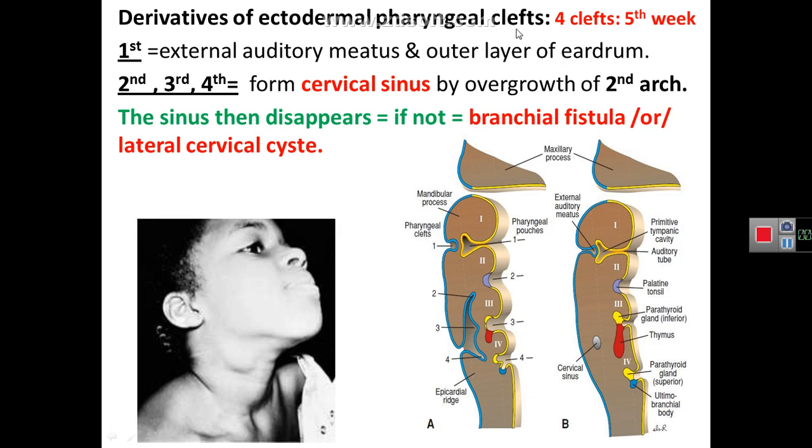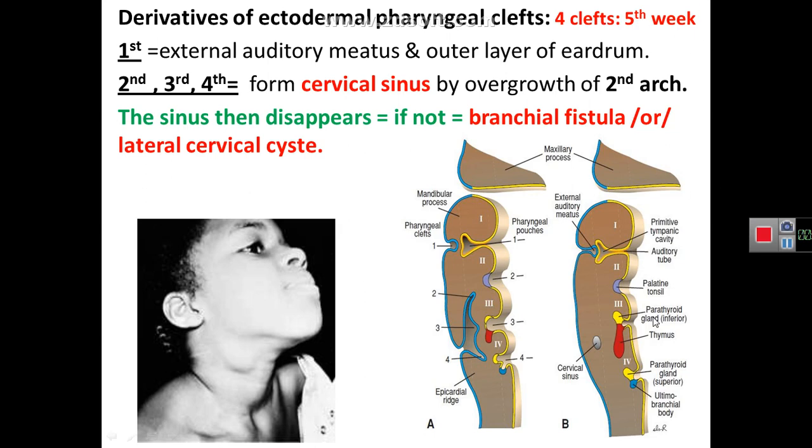Finally, we have to talk about the pharyngeal clefts, and we say that the mesodermal pharyngeal arches are separated from outside by grooves lined by ectoderm, which are called pharyngeal clefts. Actually, these clefts are 4 clefts, and they are formed in the same period as the pouches, at the 5th week of embryonic life.